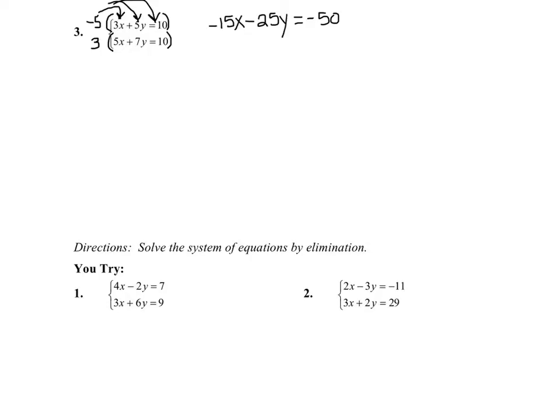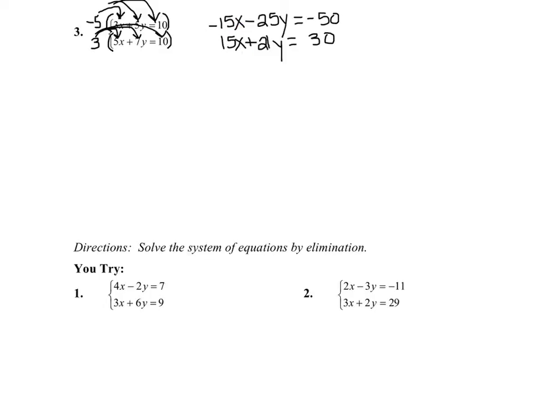Now we have to do the same thing to the bottom. You're going to distribute the 3 to each term in the second equation. So you say 3 times 5x is 15x. 3 times 7y is a positive 21y. And 3 times 10 equals 30. So notice here we created opposites with the same coefficient and same variable.